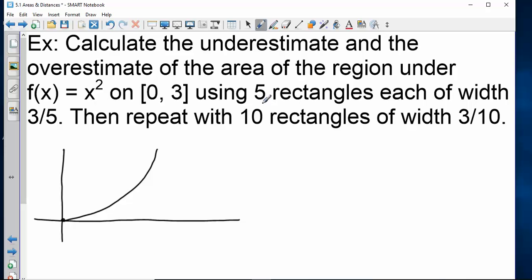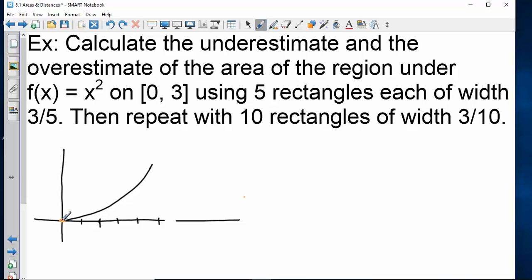The first thing I want you to do is use 5 rectangles. So I'm going to break this up into 5 pieces. Now I don't just want 5 different size rectangles, so they would ideally be 5 equal rectangles. I'm just going to fix my picture so it comes out evenly. When I talk about an over versus an under estimate, you have 2 different ways to draw these rectangles.